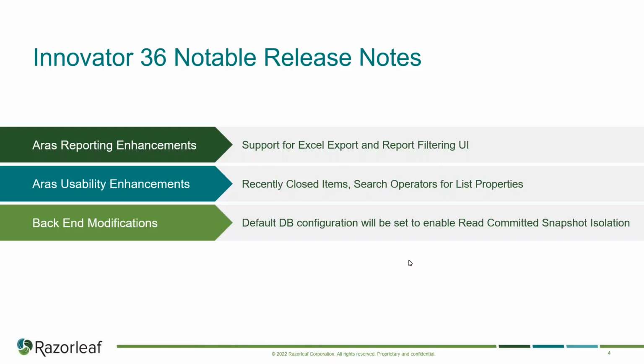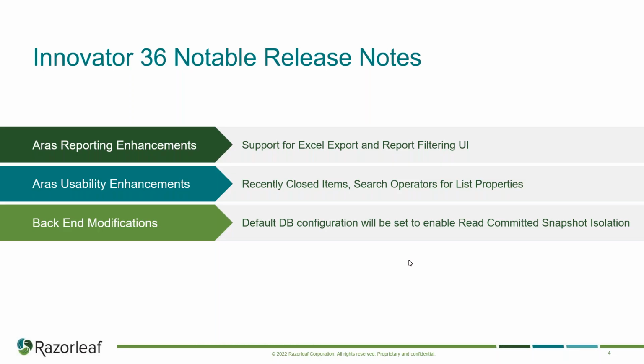Alrighty, so getting into Innovator 36 and some of the notable things coming out of the release notes. One pretty decent update is to the new Aras reporting application that's been introduced in the last 10 releases or so. Just some continued housekeeping updates here. So, introducing support for exporting these reports to Excel, and also providing a new user interface to allow you to filter your reports down, reduce the need for alternate versions, and help you sift through the data being displayed in those reports a little better.